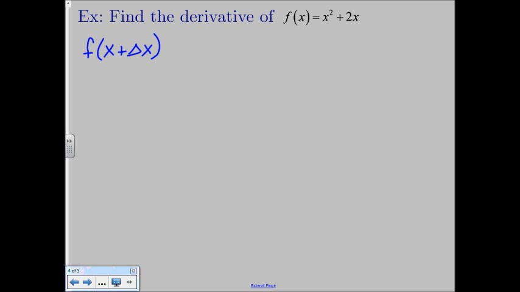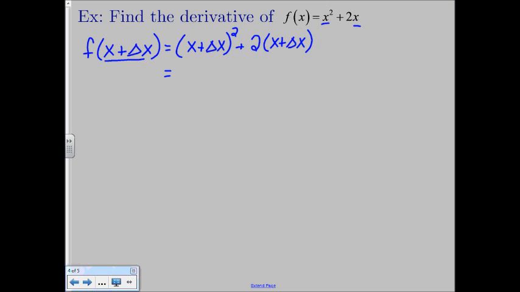To find f of x plus delta x, what you're going to do is plug this x plus delta x in for everywhere you see an x in your function. So this is going to turn into x plus delta x, the whole quantity squared, plus 2 times x plus delta x. Now we're going to do some simple algebra and simplify this so we don't have anything inside of parentheses.